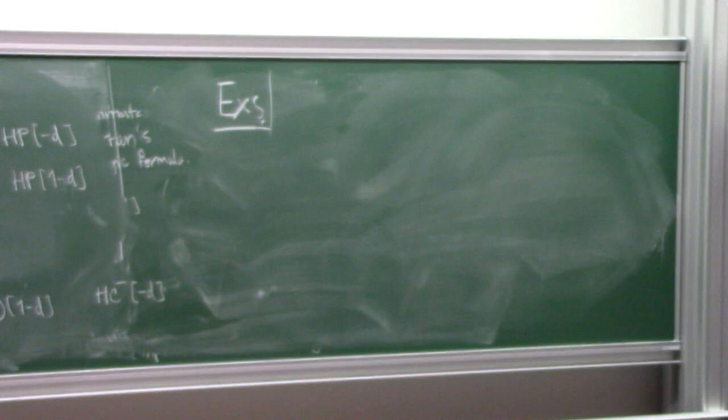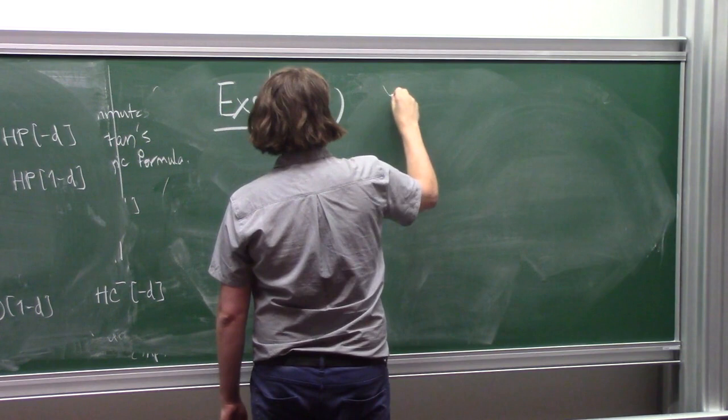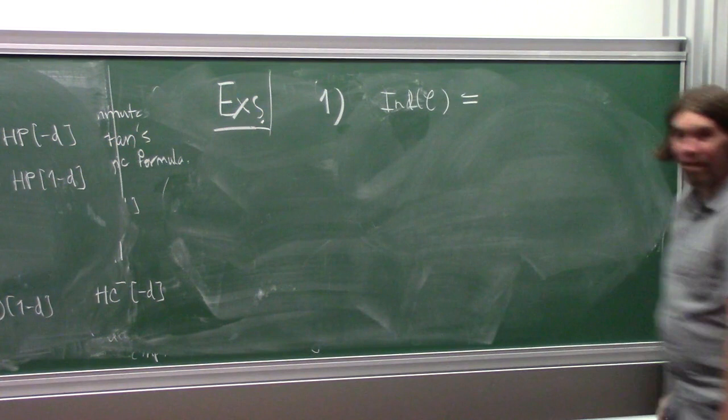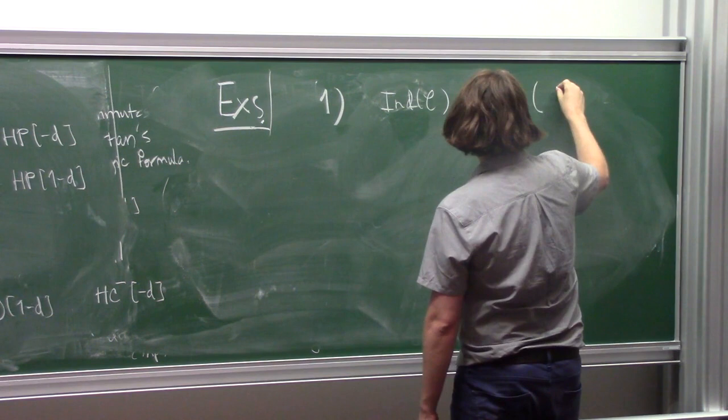So example one, which is probably closest to the theme of this conference, this is my only toy example of a Fukaya category that I understand. So this is local systems, and sigma, this is some closed oriented surface.